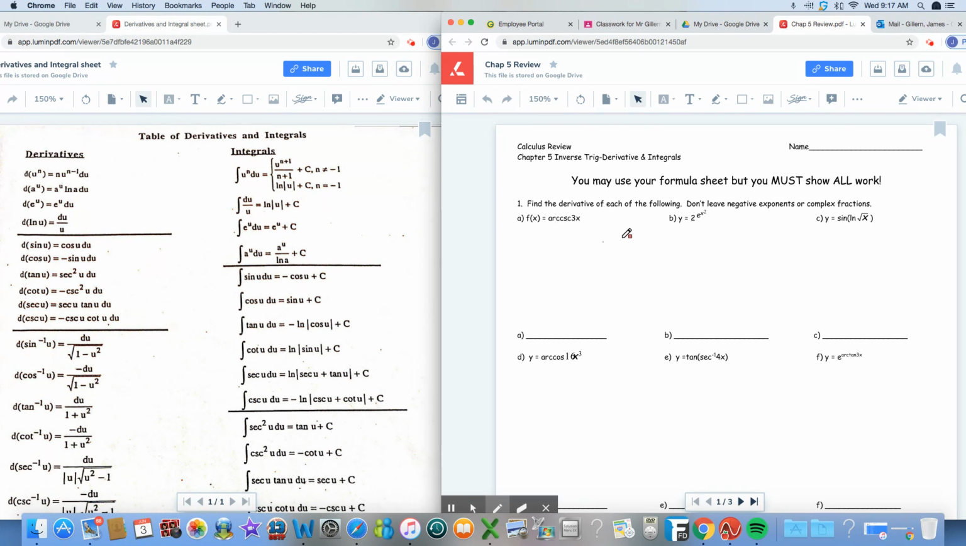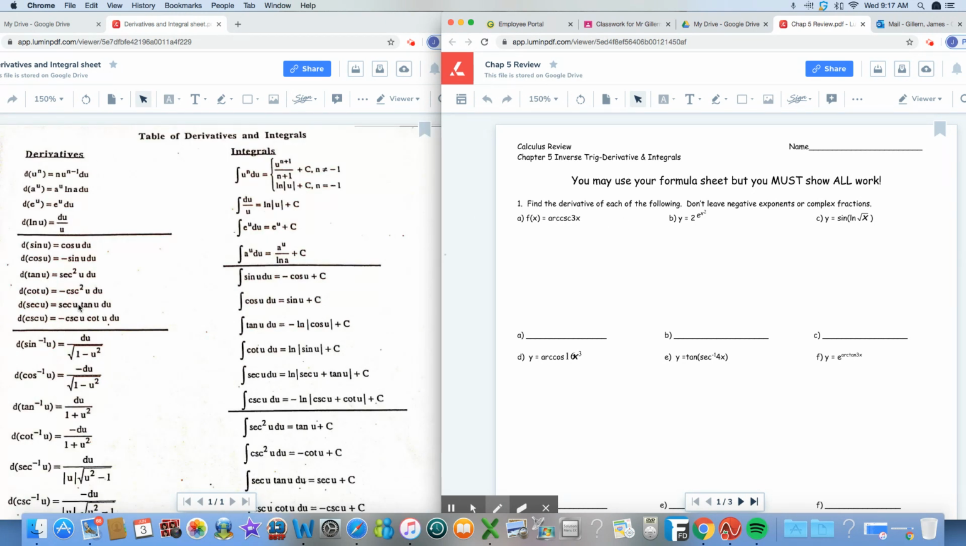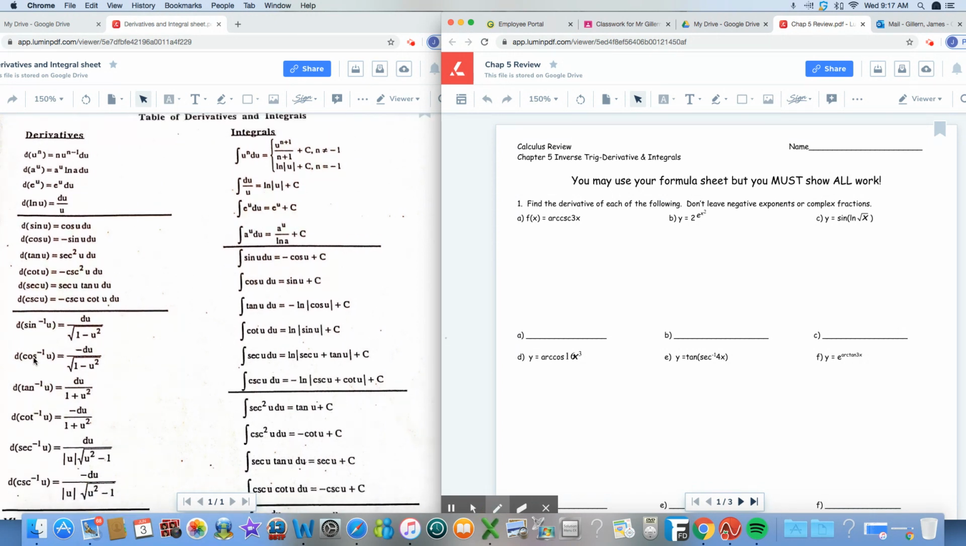These are all derivatives, which means we're going to be looking at the left side of the paper. First one is arc cosine 3x. What formula are we going to look at over here? We are going to look at inverse, it's arc cosecant. Sorry, I couldn't read. It is this one right here. In this case, the u that they reference is the 3x. That's what comes after. So it's negative du.